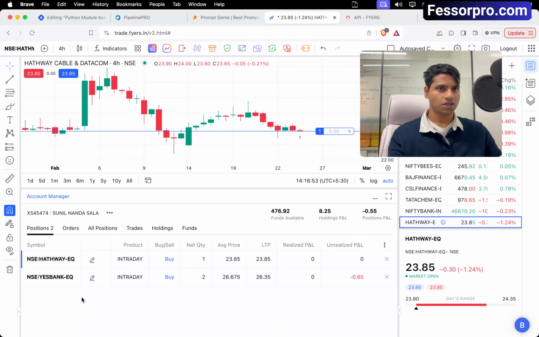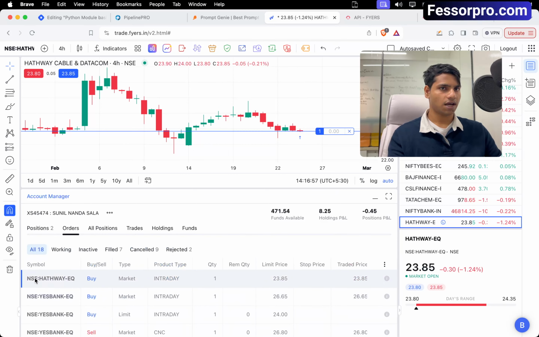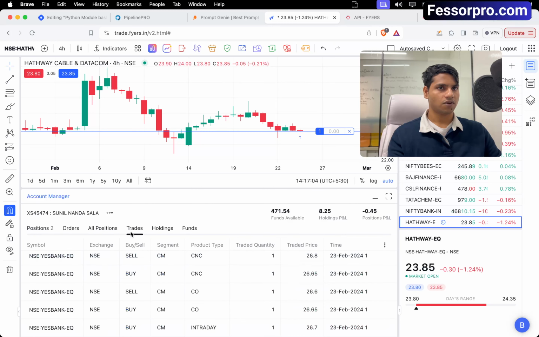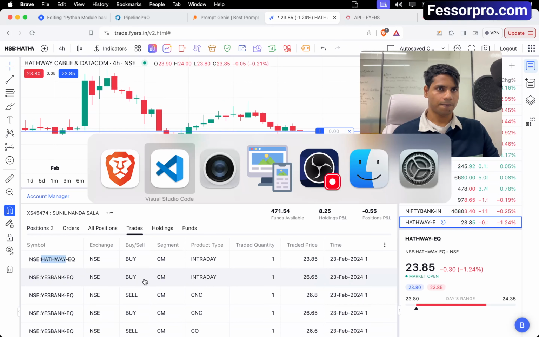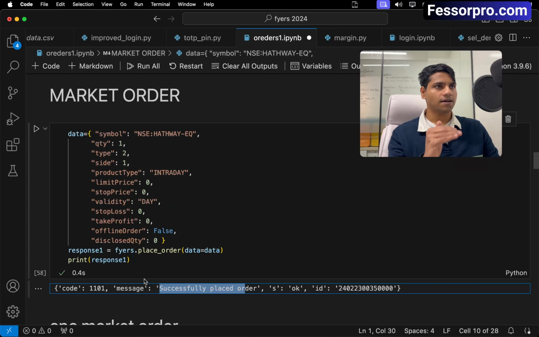Now if I go to position, there are two stocks, one is Hathway, one is Yes Bank. Hathway is added here, and in position I have Hathway also. And if I go to trade, Hathway is also added to the trade. So you see all the sections got updated. This is how you place a market order.